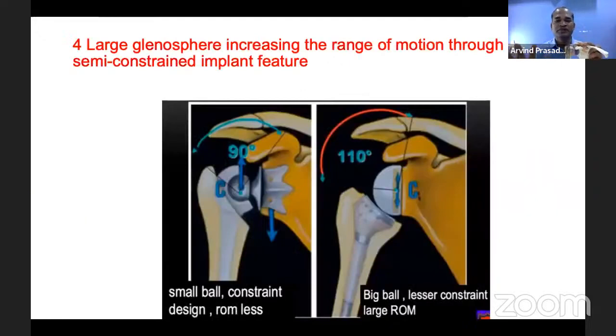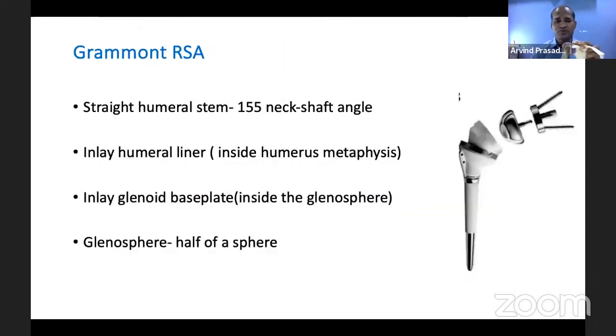The fourth principle was the glenosphere. The glenosphere, the implant that resides over the glenoid part, is large. Because of the large glenosphere, this gives a high range of motion, almost up to 110 degrees around the shoulder joint. So all these four principles were given by the Grammont reverse shoulder arthroplasty.